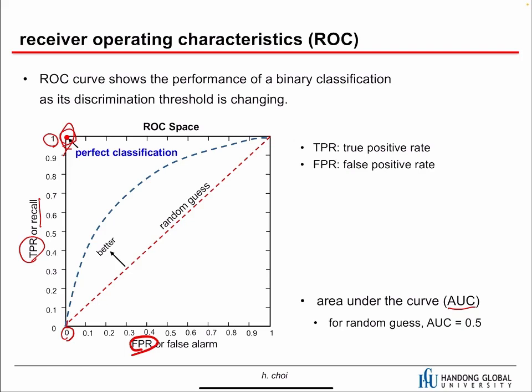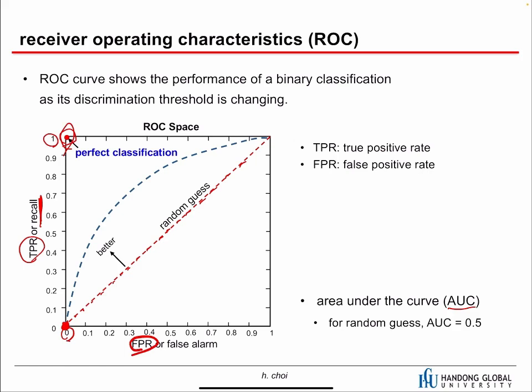And this one is a random guess. Think about this point. The recall is 0 and false alarm is 0. It means, all the time, 100%, when we say, oh, this is not a cancer, when the model says this is not a cancer all the time, then we cannot detect any cancer. So recall is 0. And also, when the model says this is not a cancer all the time, there's no false alarm, because there is no alarm.